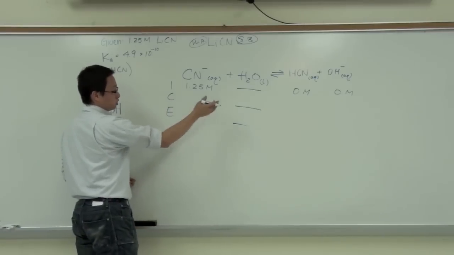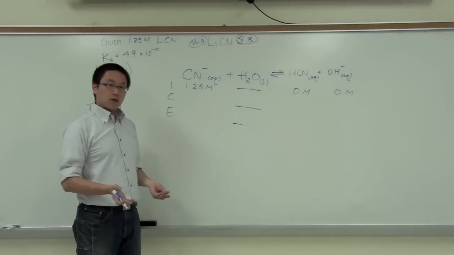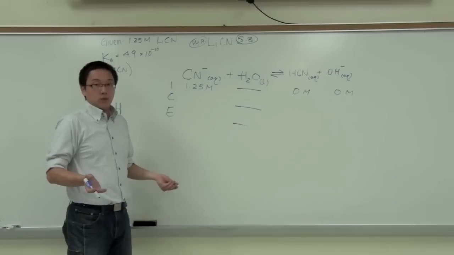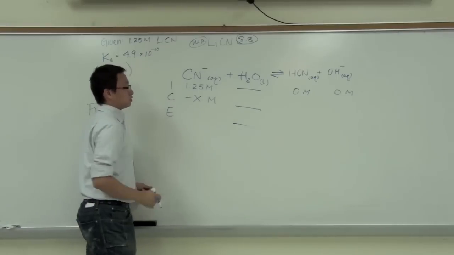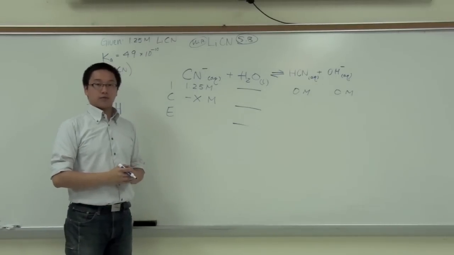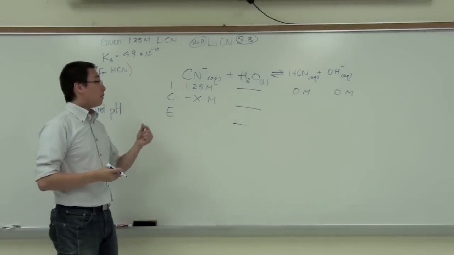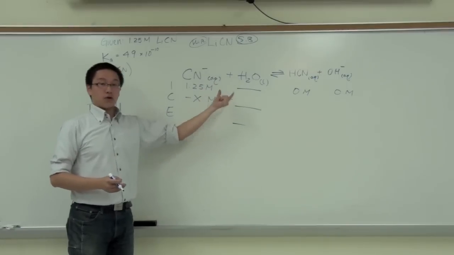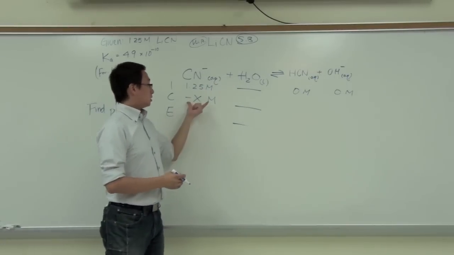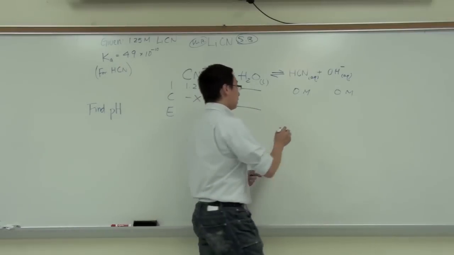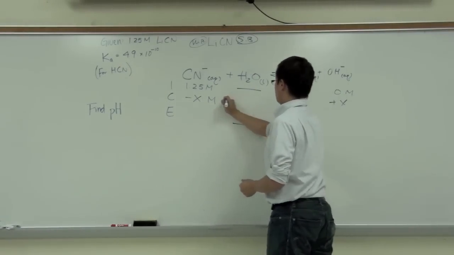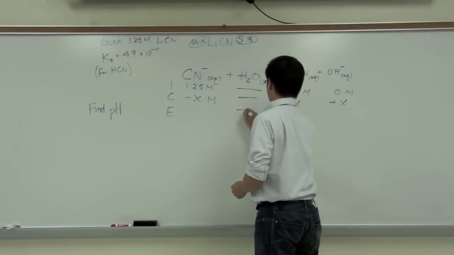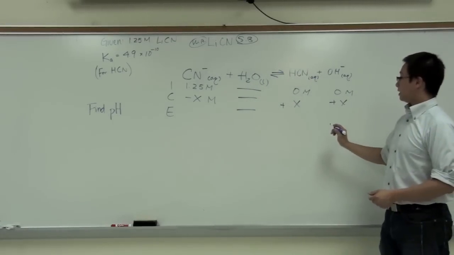Now, we have some change here because it will have to achieve equilibrium. What's the change? Well, we do not know. That's why we put an X value right here, because we do not know how much is going to react with water to make these ions. Since this is minus X, this will be plus X and plus X.